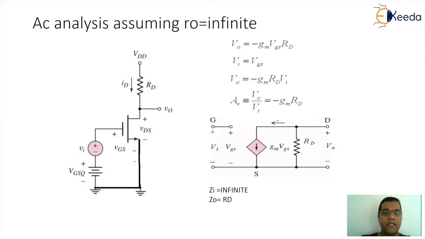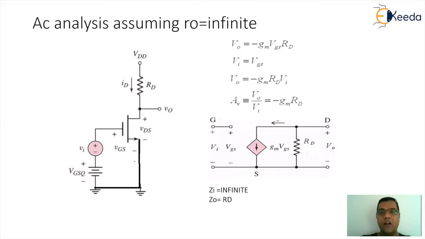So when I go for the AC equivalent circuitry, the gate, drain and source are as shown. The input side will be an open port, which is VGS, which will be equal to VI. And on the output side we have GMVGS and the output resistance RD. During the analysis, we are assuming that the internal resistance of the MOSFET measured from the output side is very high. I'm considering it as open circuit, that is infinite.